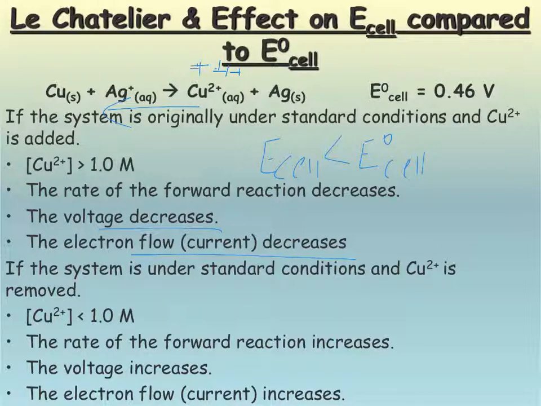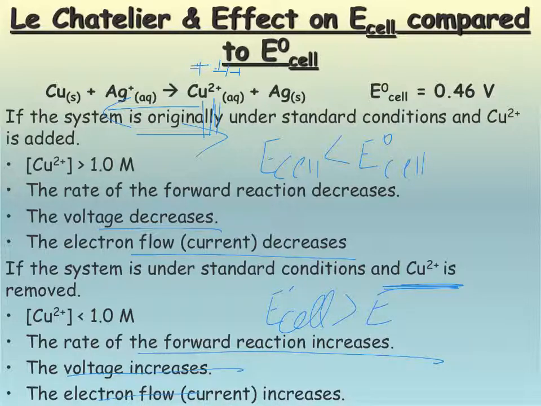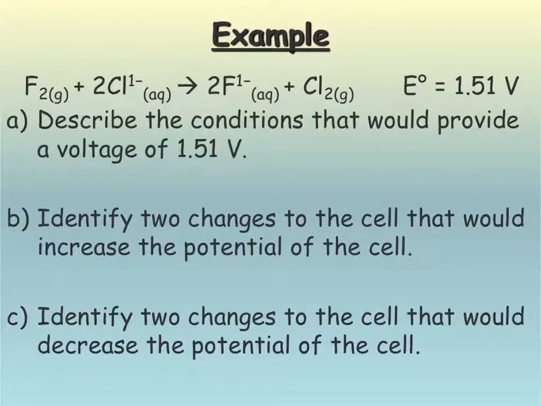Okay, and conversely, if we removed copper 2+, so for removing, it's going to shift this way, which is going to increase your forward reaction, your voltage, and your electron flow, and so your E cell is going to be greater than it is at standard conditions. Okay, a little bit of some short answer questions.